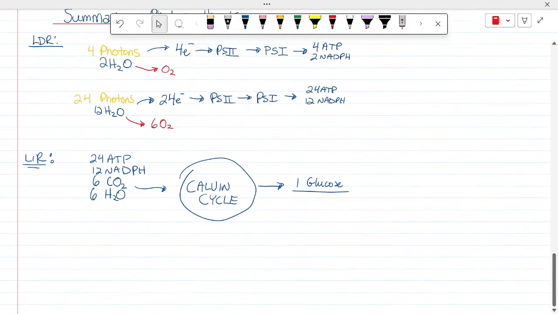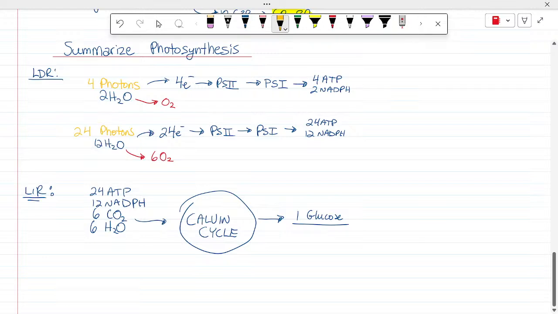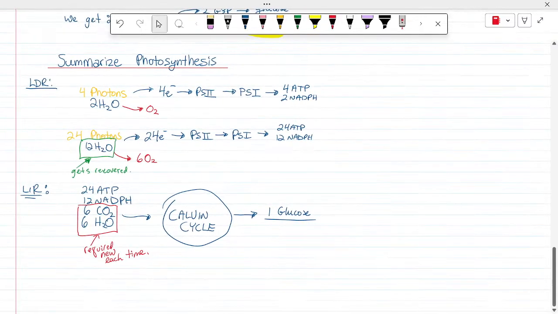Now, it's actually interesting. This water here gets recovered along the way. We'll talk about this, but this gets recovered through other steps along the process. It doesn't really matter which waters you think of as being recovered, but since there's 12 here and 12 doesn't match the number in the reaction, we can think of the water we use up in the light-dependent reaction as getting recovered, but this is required new each time. And yeah, is that a lot of work to make a sugar? Yes, but it's a very efficient process.